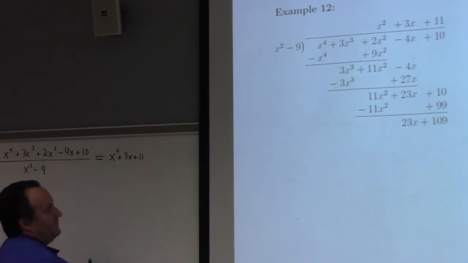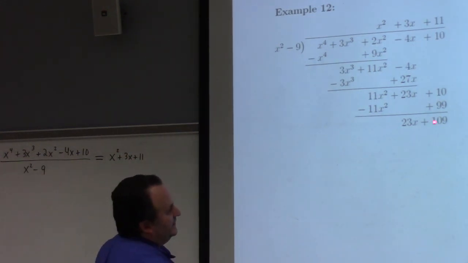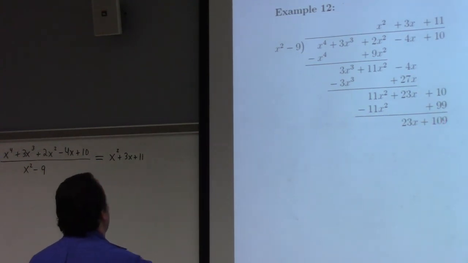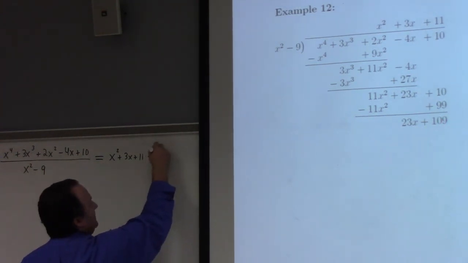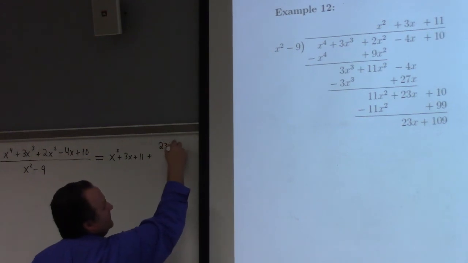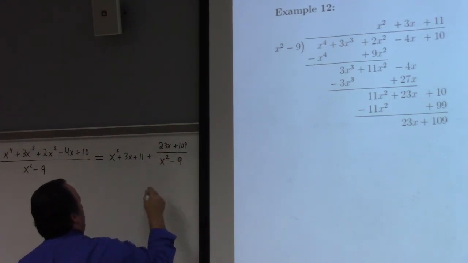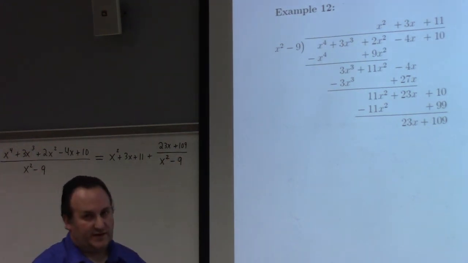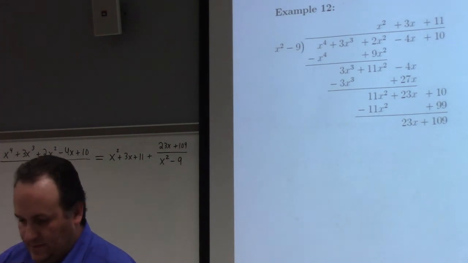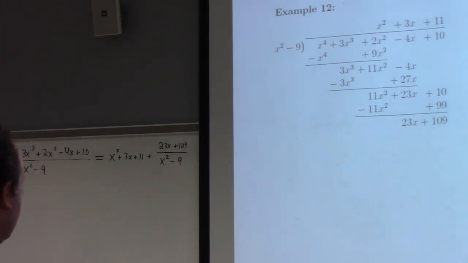All right, and then the remainder down here, notice we had to stop when we got to power x because we're dividing by a quadratic. Once you get to a linear term, that means you're done. And so the remainder here is 23x plus 109 divided by x squared minus 9. So there you go. That's what example 12 means. That is the meaning of that long division.